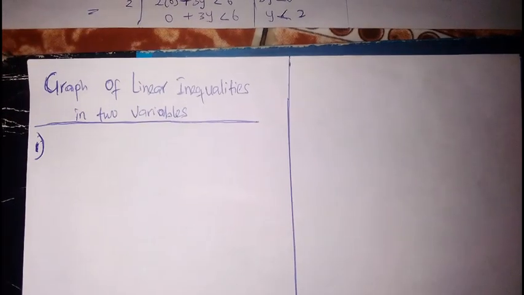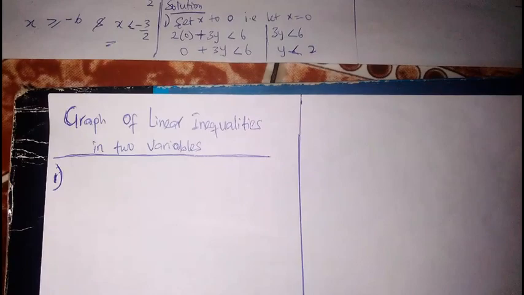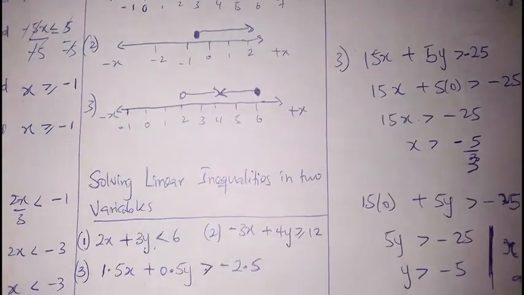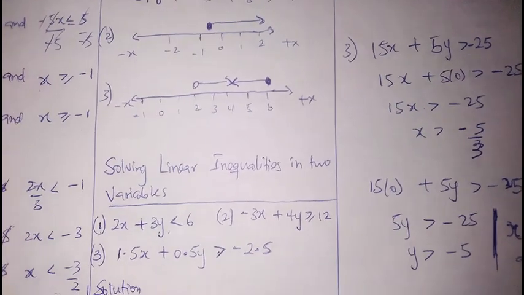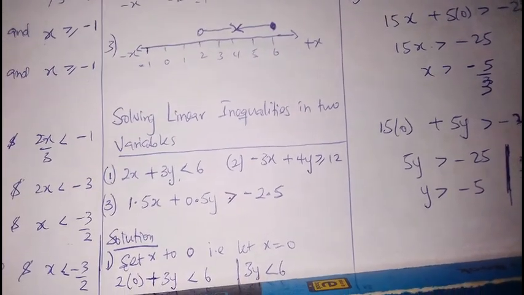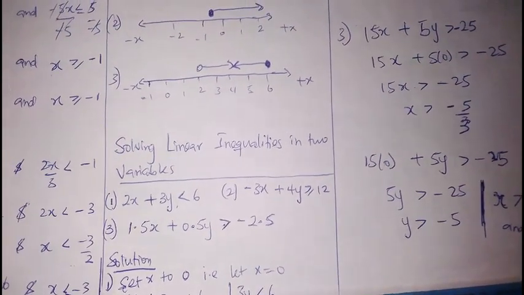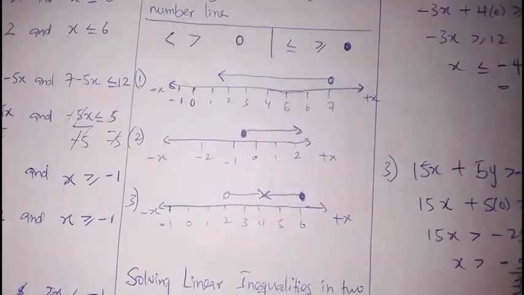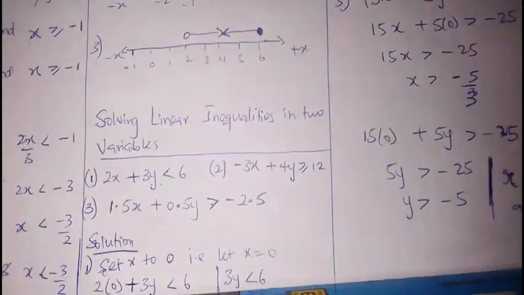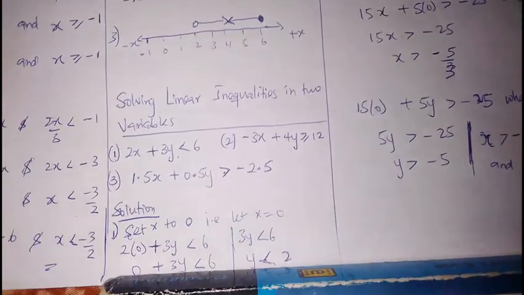In today's video, we'll be looking at the graph of linear inequalities in two variables. Just like for the last class we looked at solving linear inequalities in two variables, how do we then draw the graph? We call it the graph because it involves two variables. For the first one, it is just a variable, the independent variable x. That's why we're drawing a number line. Now, how do we draw the graph of the ones we solved last?